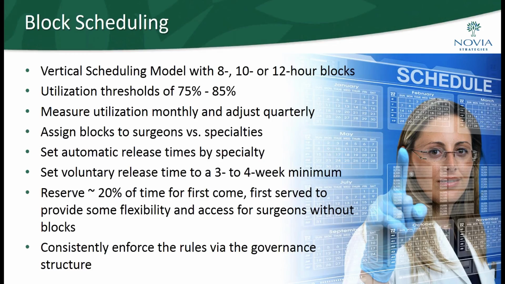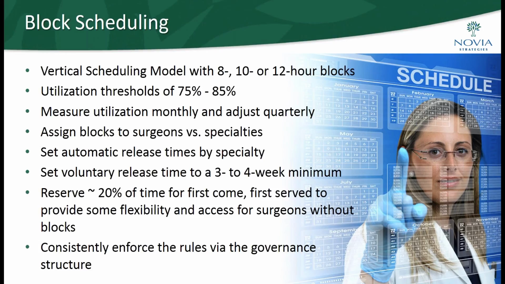We're seeing utilization thresholds of 75 to 85% for surgeons with blocks. They're measured monthly and adjusted quarterly. Assign blocks to surgeons versus specialties. When you assign blocks to a surgeon or a specialty, there's an embedded accountability associated with it. When you assign block to a specialty, you have to ask yourself, who's going to be accountable? You set automatic release times by specialty.